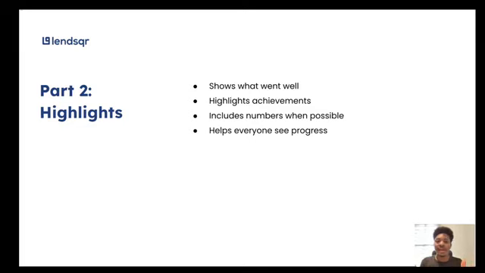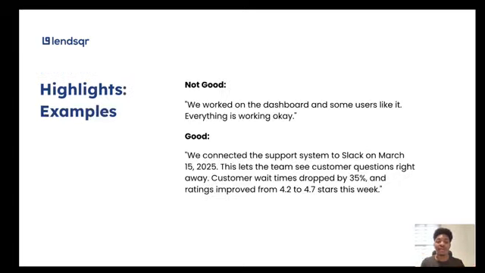So the next thing is highlights. Highlights are good news. What went well? What happened? Include the numbers where possible. Include the numbers of people who did well, the numbers that we accomplished, right? What we achieved. What metrics went up. What unfavorable metrics went down, and things like that. So highlights is not just good news. Not just saying something happened. You have to be specific as to what exactly happened, right?